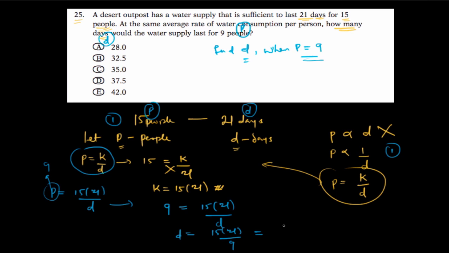When we simplify this, what we are going to have is 35. So that's going to be 35 days. In other words, when the number of people equals 9, the water is going to last for 35 days. Initially we had 15 people, and it lasted for 21 days. But this time around, when we reduce the number of people to 9, it simply implies that the same amount of water is going to last for a higher number of days.